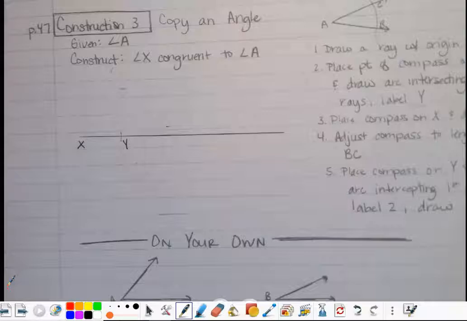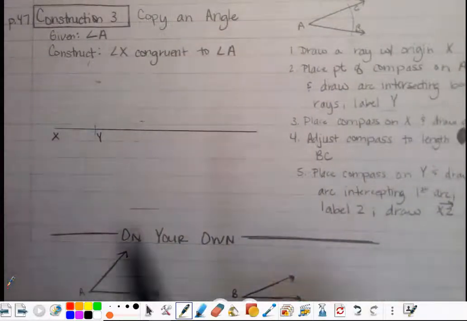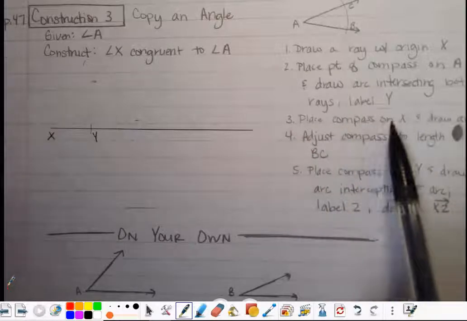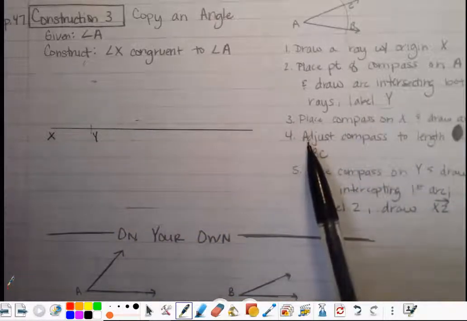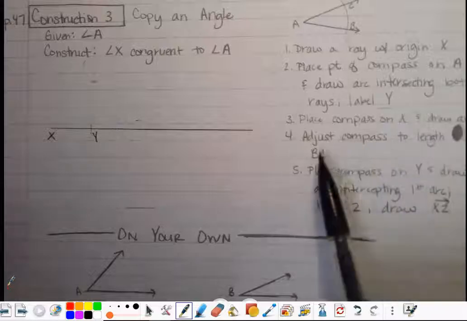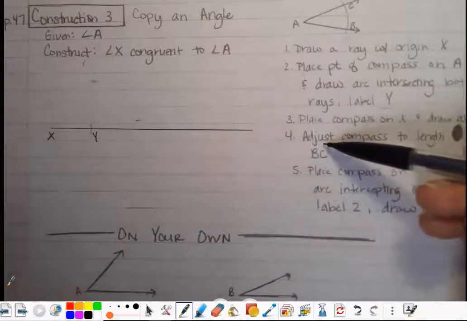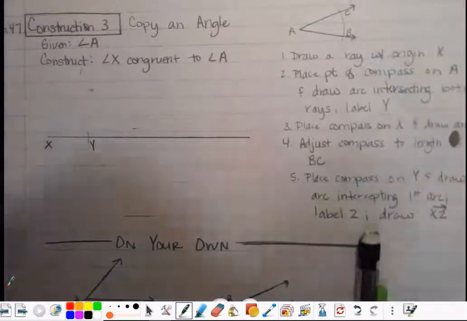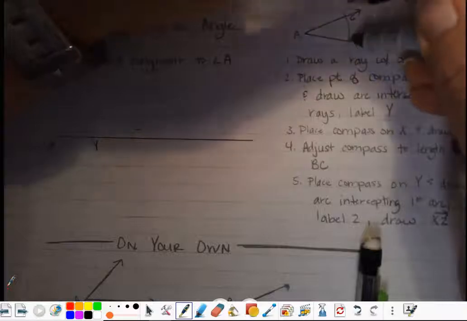Yes. Then next up, we placed the compass on X and we drew our arc. Step 4, adjust compass to length BC. Notice this is not a segment, right? BC is this arc up here. So now we're going to take our compass and adjust it to the length of B to C.